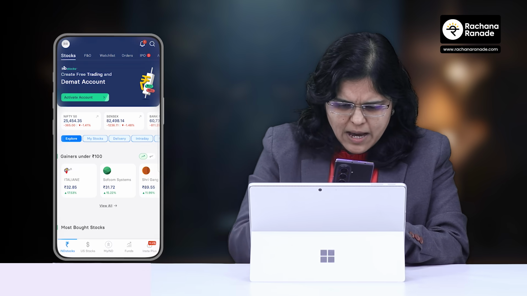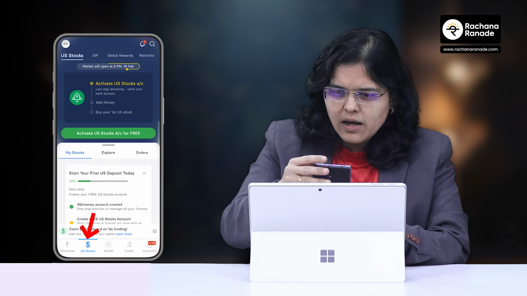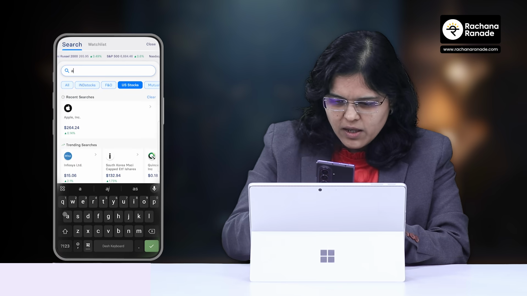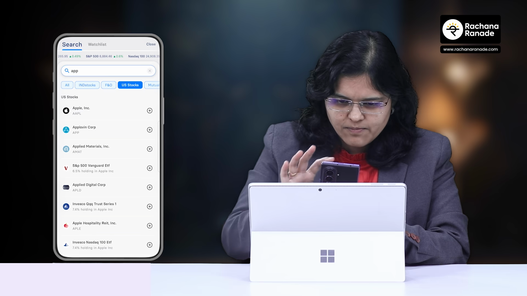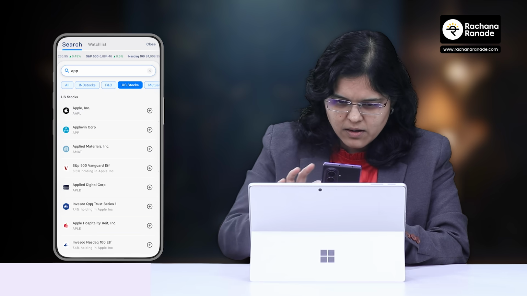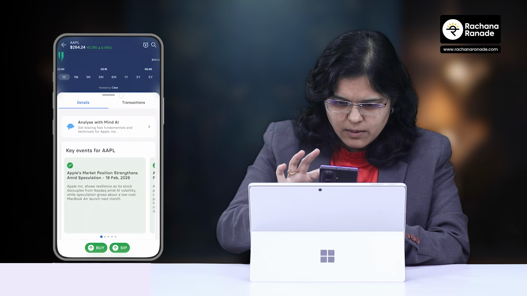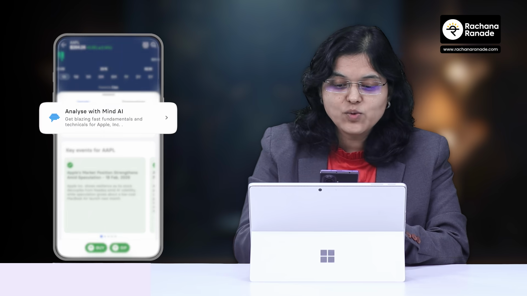And I must tell you, I came across a very interesting feature in the IND Money app. So I'm just going to quickly show you how it works. I'm here on the app. I'm just going to click US stocks and then I'll say search. In search, I'm going to search for, let's say, Apple. Then I'll just go into this. I'm just going to scroll down and here you will see Analyze with Mind AI.